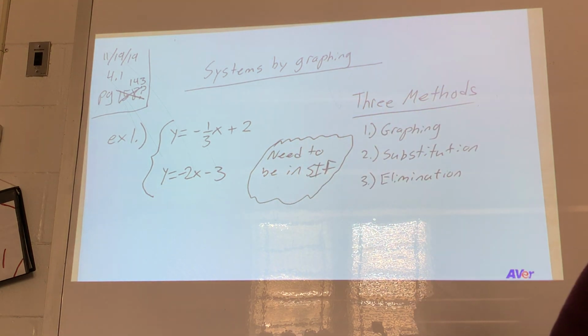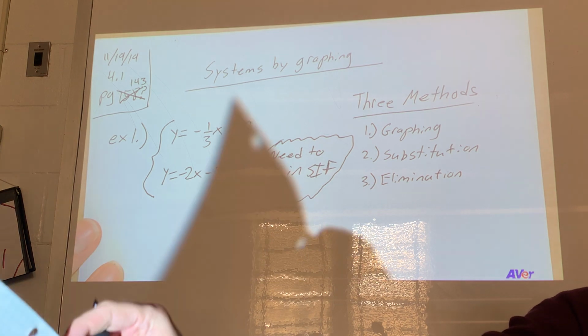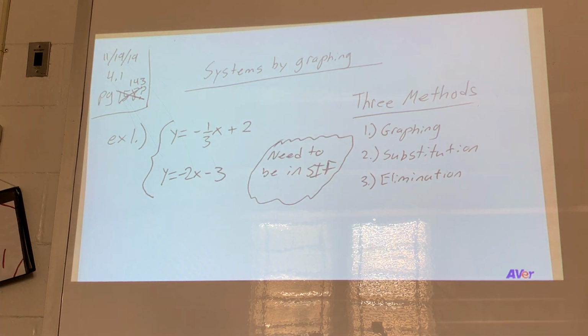Now, do they have to be in slope-intercept form to graph? No, we learned how to graph in standard form, and we learned how to graph in point-slope form. But for today's purposes, we're just always going to put it in slope-intercept form, and that'll just be the rule we follow for now. All right. So, these are already in slope-intercept form, so we don't have to change them. We're ready to graph. So we're going to go ahead and graph. So please get out that first graph that you guys made.